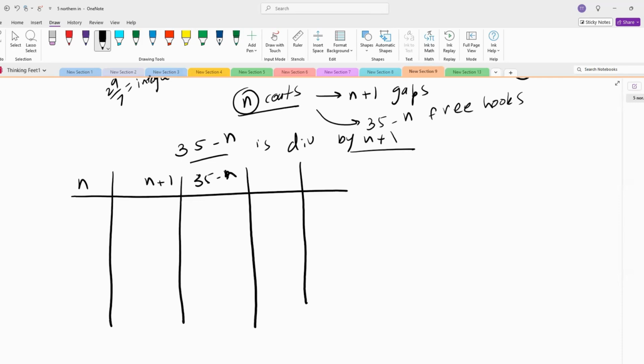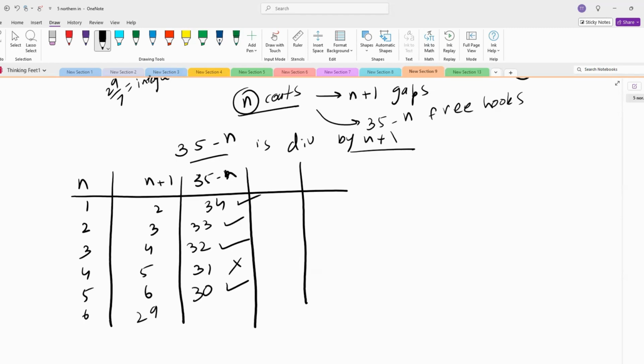Right? So let's start with n can't be 0. I told you that there has to be at least 1 coat. Right? So 1, 2, 35 minus n is 34. And 34 is divisible by 2, so that works, right? So I'm going to keep on going. So 2, 3, 33 is divisible by 3, that works. 3, 4, 32 is divisible by 4, that works again. 4, 5, 31, not divisible by 5. And 5, 6, 30, divisible by 6. Keep going. 6, we already checked. 29, we know it won't work. Sorry, that is not 29.